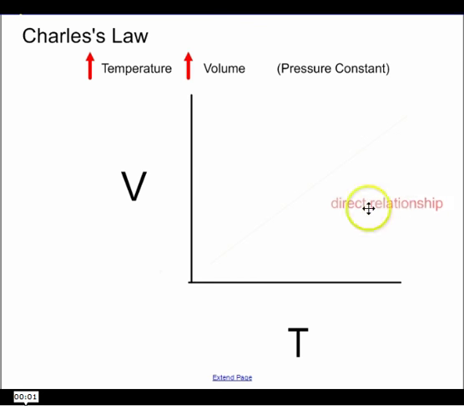This is what is referred to as a direct relationship, and graphically it would appear like this. If we consider a point out here on the graph, this is a high volume and a high temperature, and a point on this part of the graph would be a low volume and a low temperature.